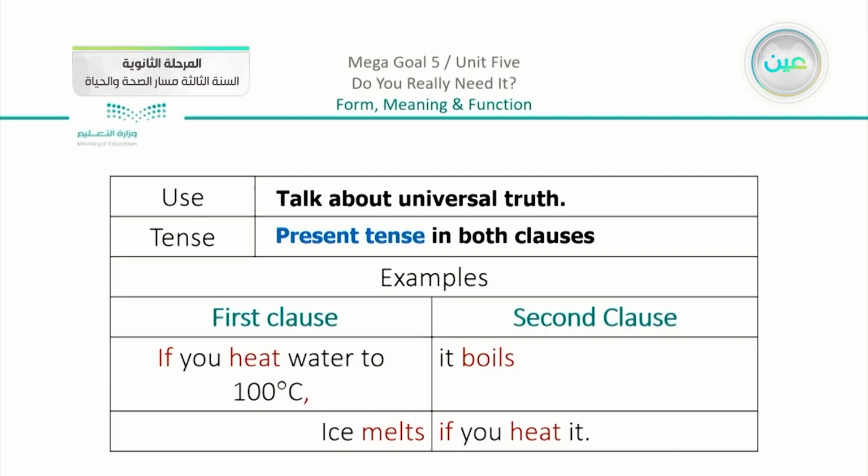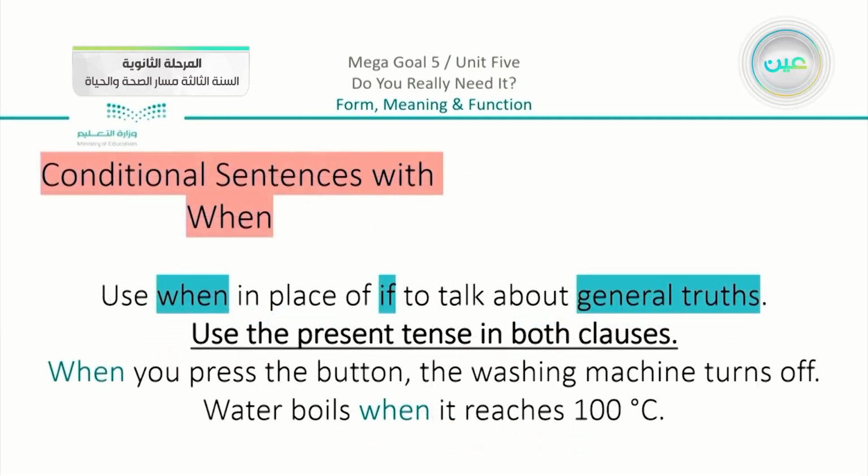The zero conditional depends on talking about facts or truths in general. When we use the zero conditional, concerning if, of course, we have two clauses, and in both clauses, we use the present simple.